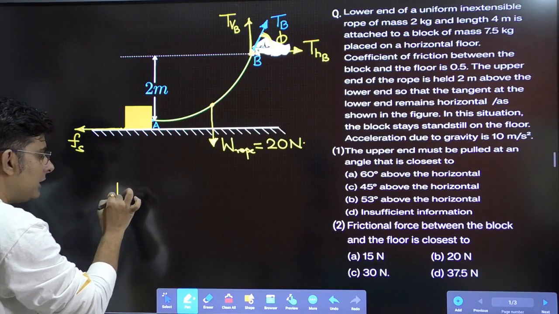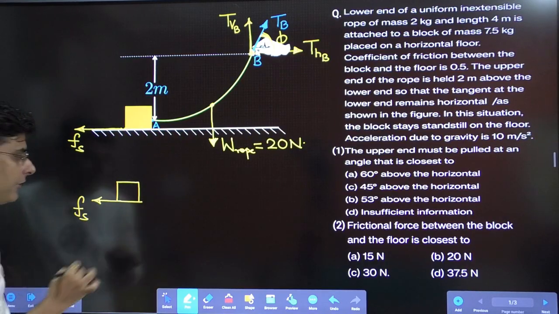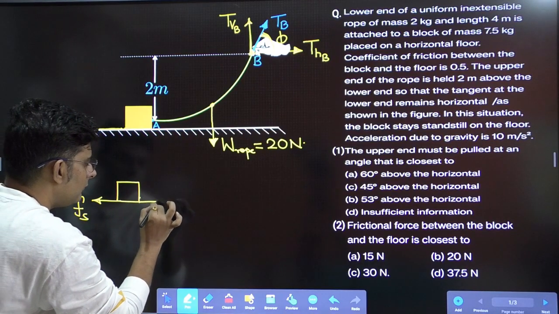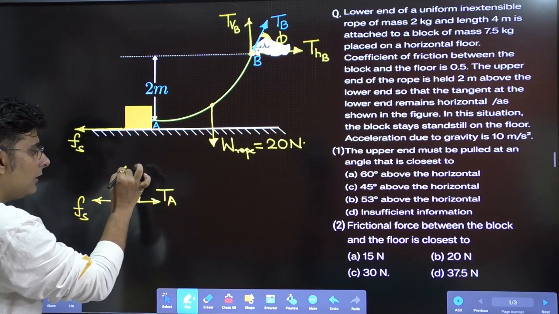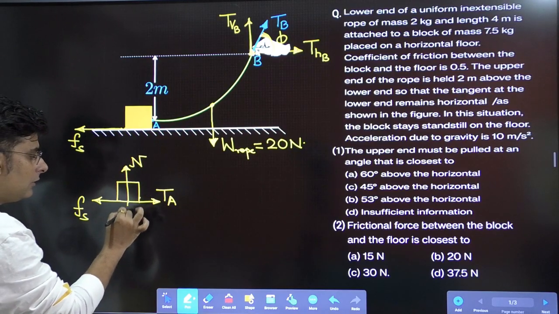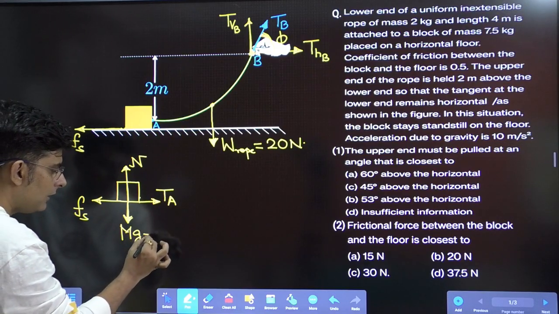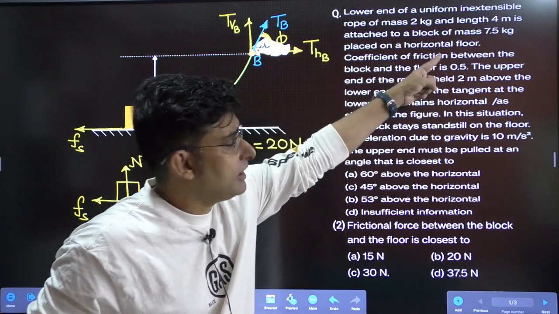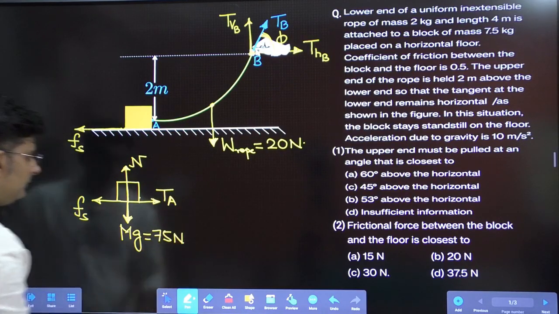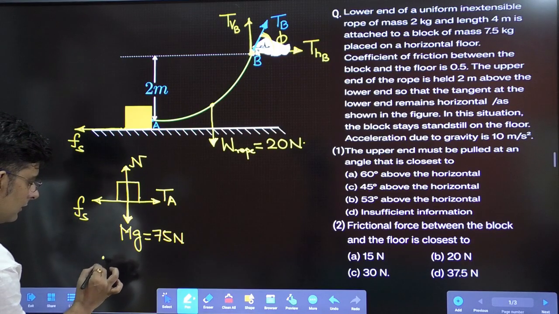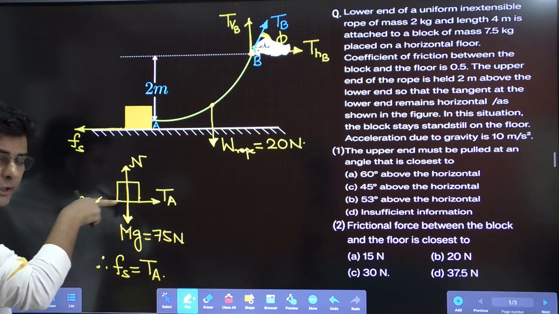So if you see by free body diagram, for the block we have Fs. This side we have tension at the point A, the normal exerted by ground, and this is the weight of the block mg. Now they have given the mass of the block as 7.5 kg, so this will become 75 Newton. So for equilibrium we can say static friction will be equal to TA. So tension at point A is horizontal.